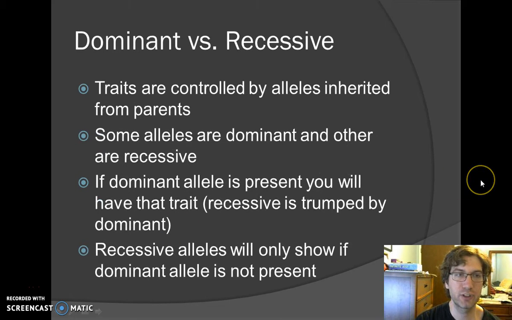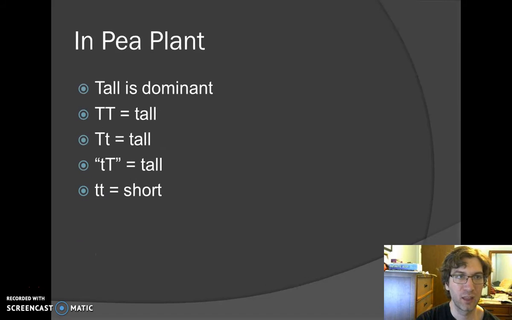So dominant versus recessive. Basically, traits are going to be controlled by inherited alleles. Some alleles are dominant and some are recessive. If the dominant allele is present, then you will have the dominant trait, hands down. The recessive one gets masked. If no dominant allele is present, then you only have recessive alleles, and therefore you get the recessive trait. That's pretty self-explanatory. If dominant exists, you're going to be dominant. If you don't have the dominant one, it'll be recessive.